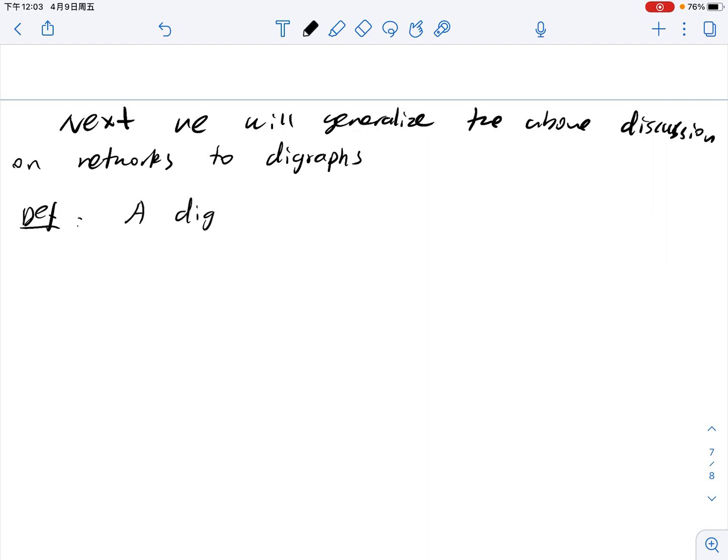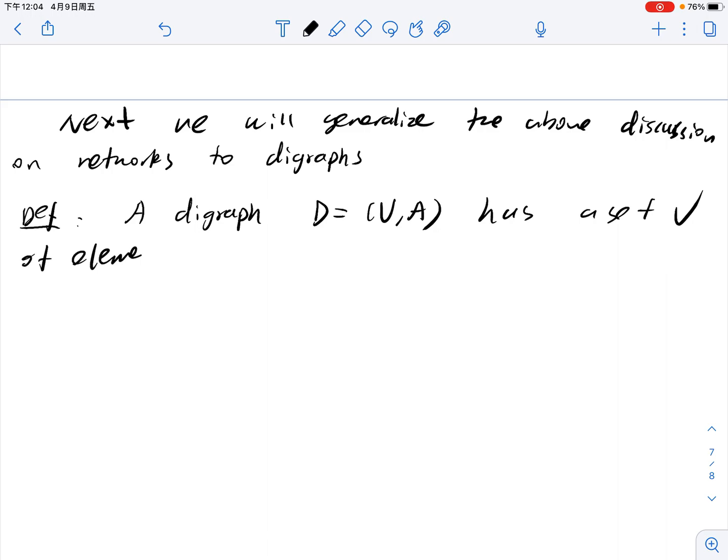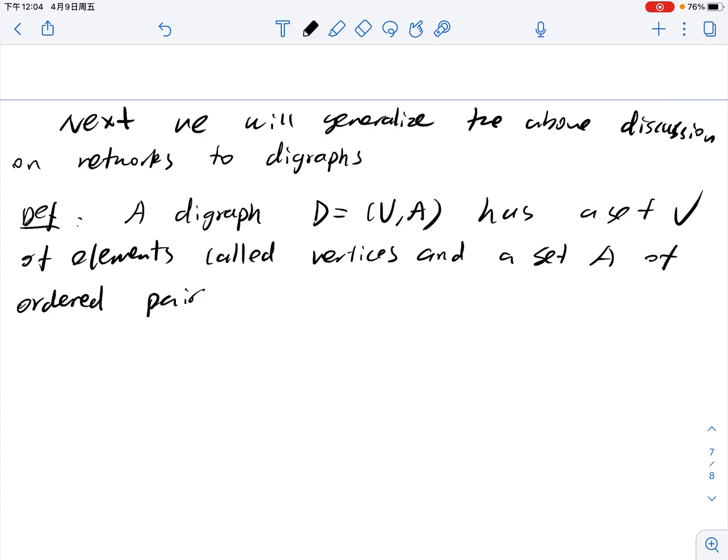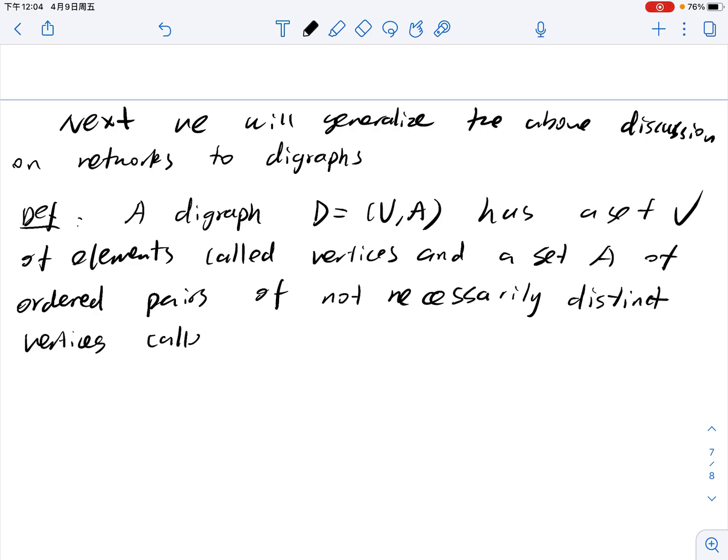A digraph D = (V, A) has a set V of elements called vertices and a set A of ordered pairs of not necessarily distinct vertices called arcs.